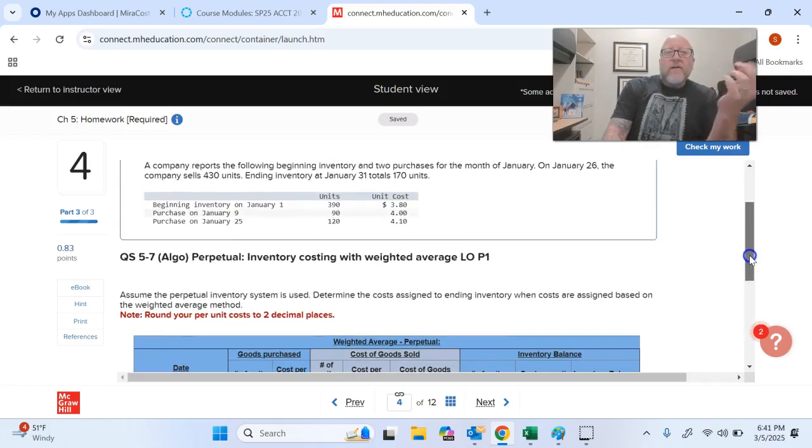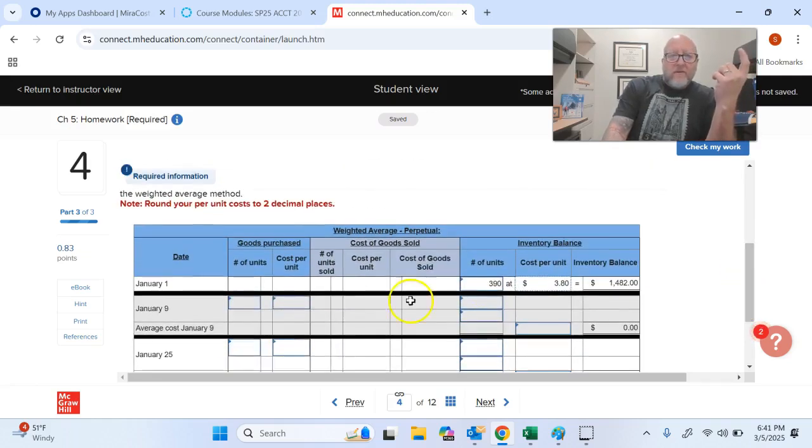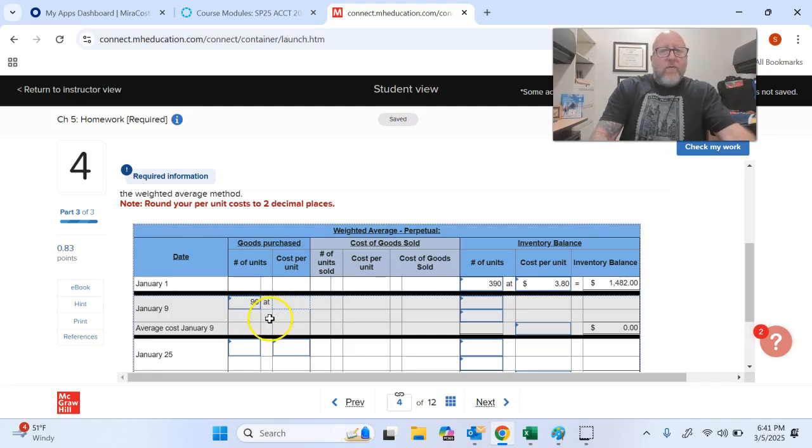Then on January 9th, we purchased 90 units at $4 a piece. So I'm going to record that in goods purchased, $4 a piece. And this is where it gets interesting.